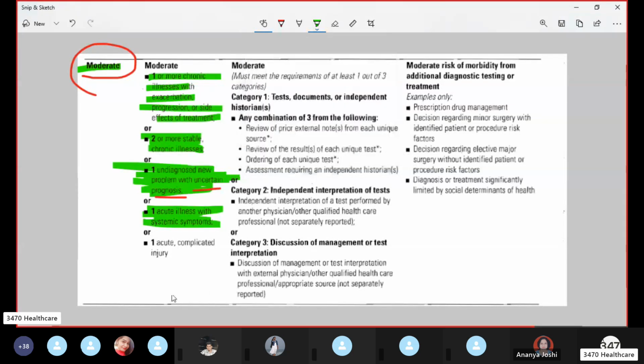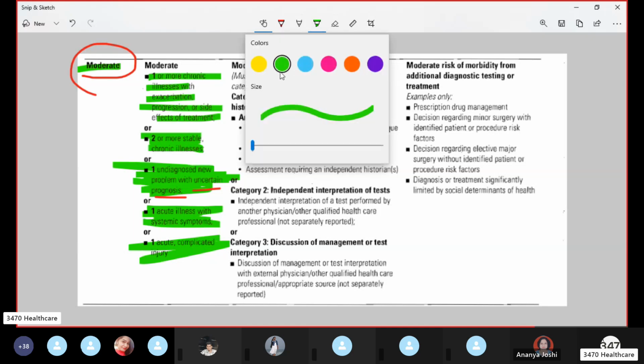And one acute complicated injury. Previously I said head injury alone, but now I'm telling head injury with loss of consciousness. So you understood what is the complicating? Head injury is present, nothing else, then it's low. But if the patient with the head injury now has loss of consciousness, then it is a complicated one. So an acute complicated injury.